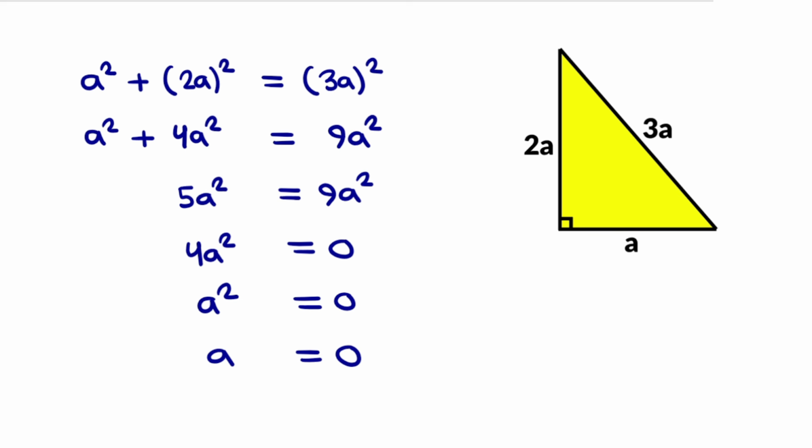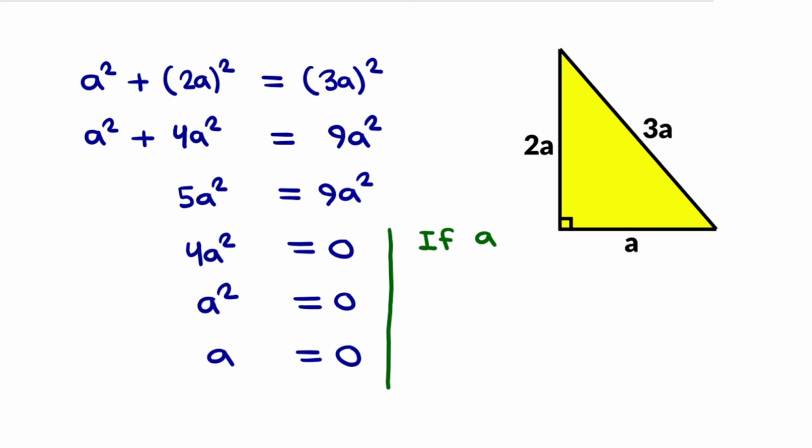But wait, what does that actually mean? If a equals 0, then the base is 0, the height is 0, and even the hypotenuse is 0. So we don't have a triangle at all. Everything has collapsed into a single point. And here's where the puzzle gets interesting.